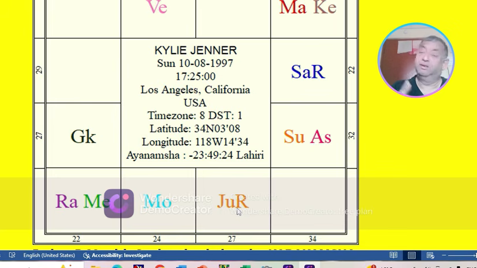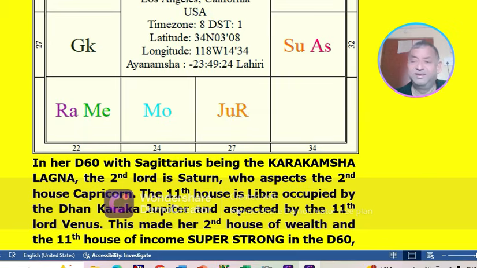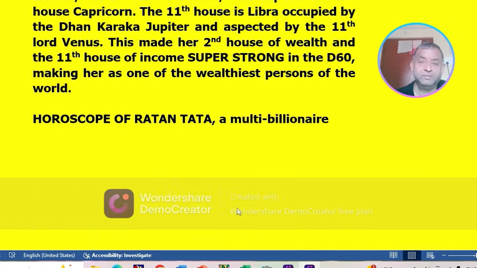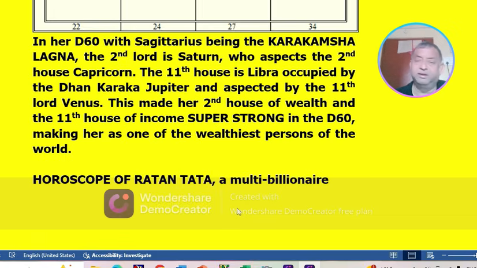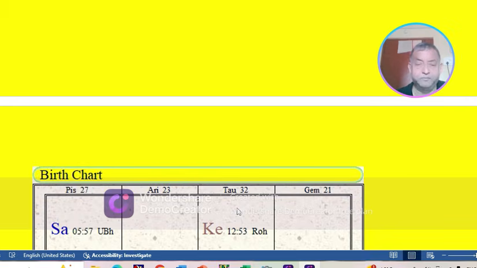Drishti we will take of Parashari Drishti, not Jaimini Drishti. So she has massive wealth. It is so easy to find out. Narration is here. You can read it.